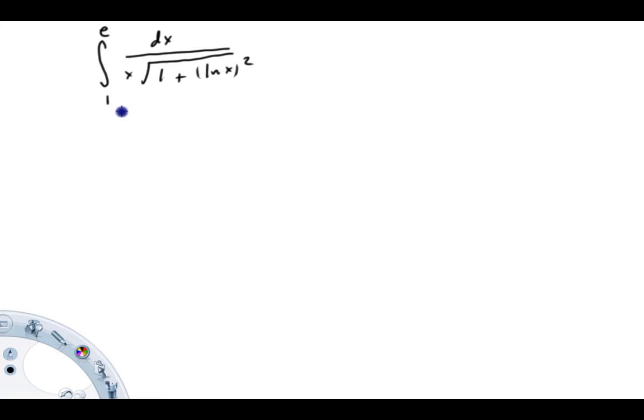The purpose of this video is to demonstrate how to use trigonometric substitution on appropriate integrals. What we're going to look at here is the integral from 1 to e of dx over x times the square root of the quantity 1 plus ln x, squared.